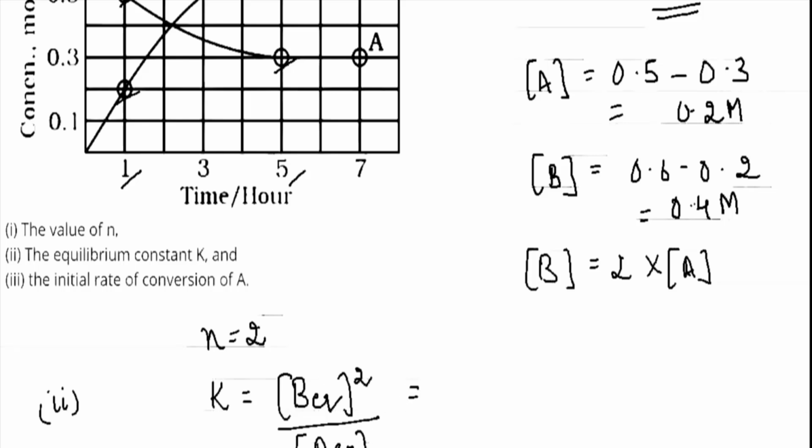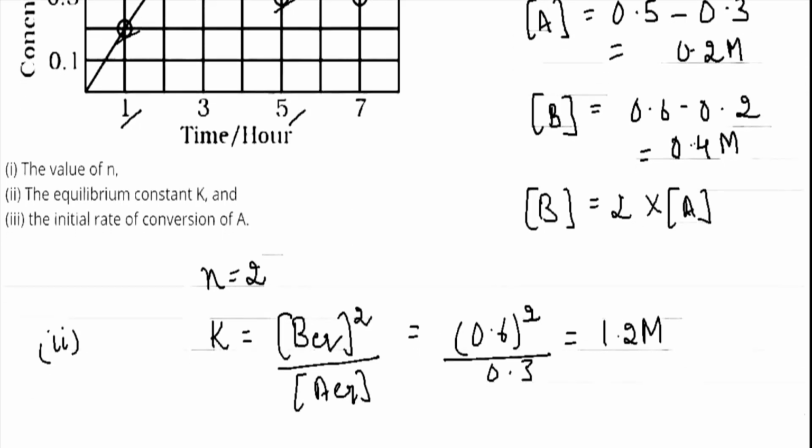K will be equal to B at equilibrium raised to the power of its stoichiometry, divided by A's equilibrium concentration. So what is B at equilibrium here? It is equal to 0.6. So it will be 0.6 squared divided by A's equilibrium concentration, which is 0.3. Upon solving this, I get the K equilibrium value, and it comes out to be 1.2 molar. So this is your K equilibrium value and this is the answer to the second part.